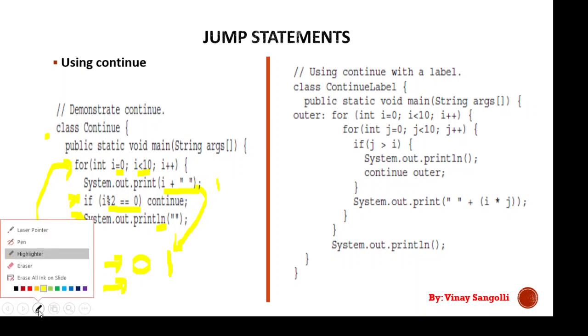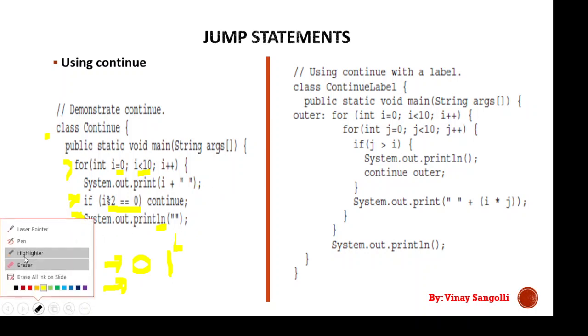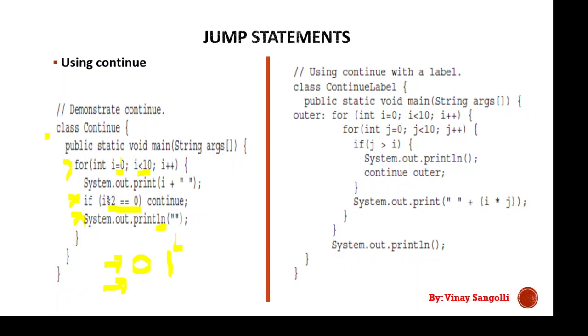Now let us see what will happen. The value of I is 1, and now it will be incremented. The value of I will be incremented to 2. Where will this 2 be printed? It will print here, because we have already printed a new line. Now it will check 2 mod 2. The value is 0. Now what would happen when the value is 0? It will execute this continue statement and skip this next line. It will move to the next execution.